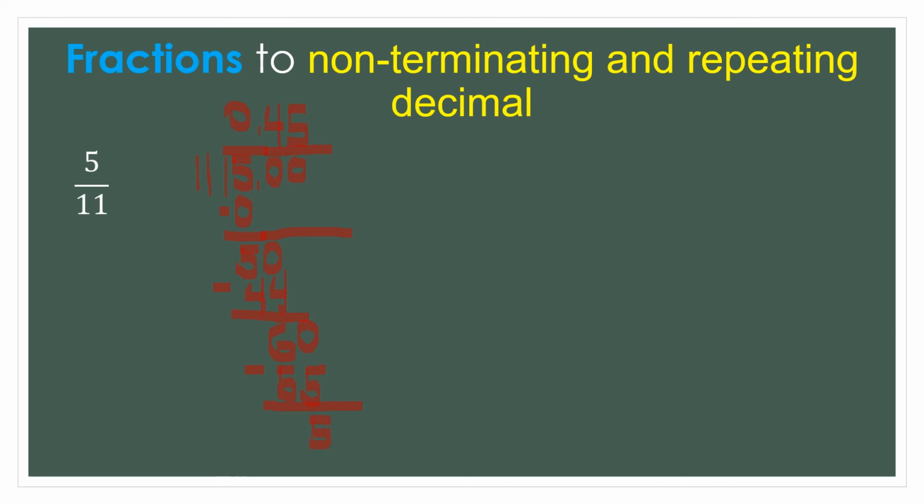There is a remainder, so we add another 0. And then we bring it down. 50 divided by 11 is 4. 4 times 11 is 44. Then we subtract. The answer will be 6. Since we have a remainder of 6, we add another 0 and we bring it down.